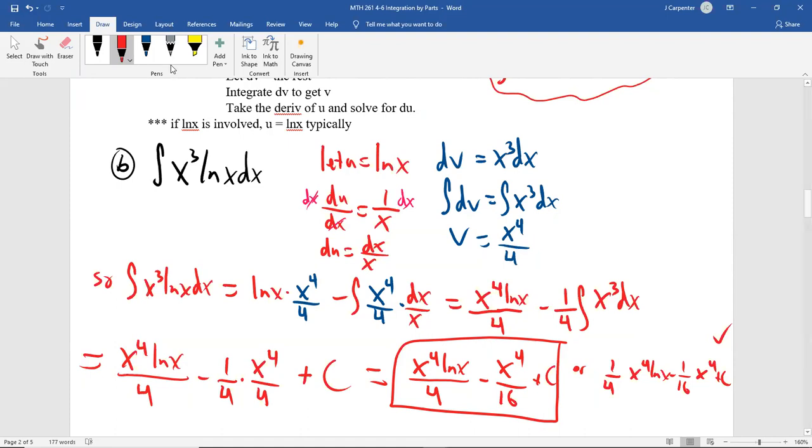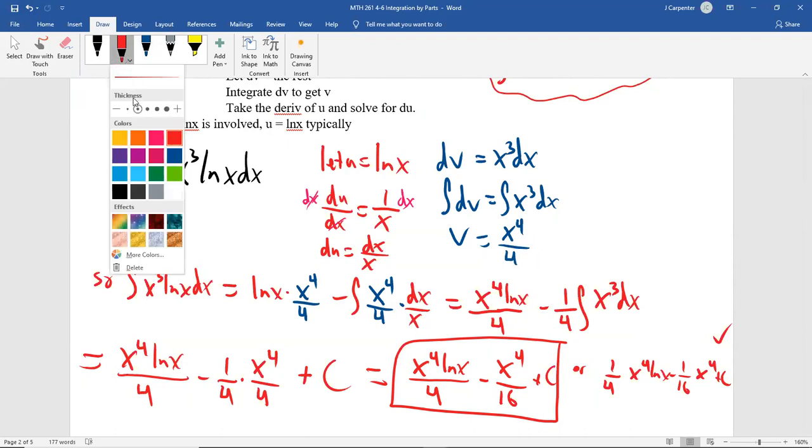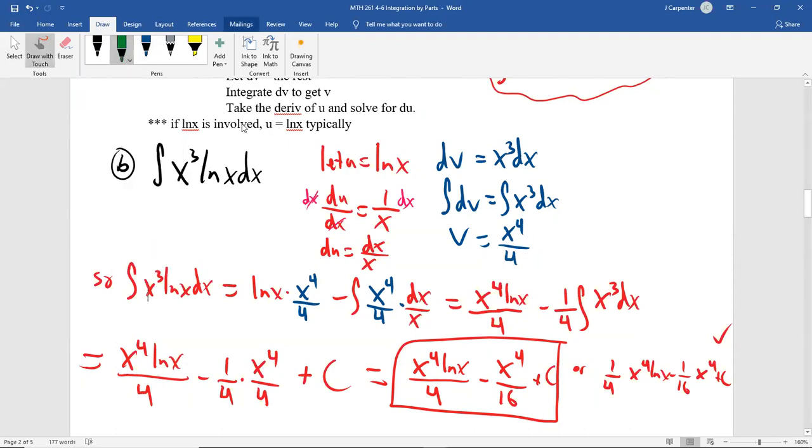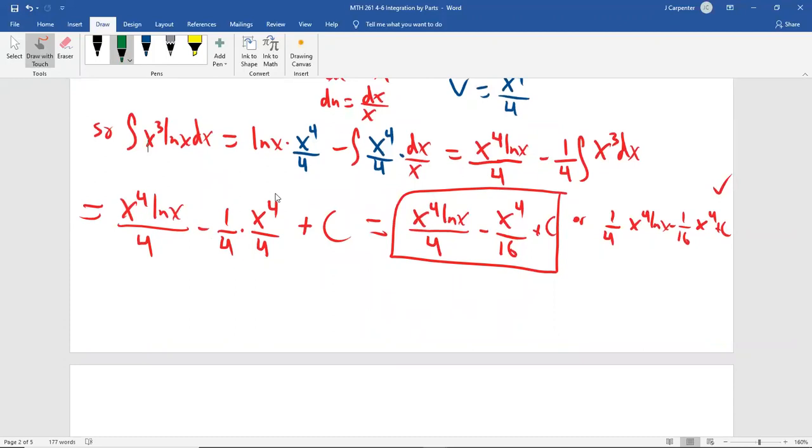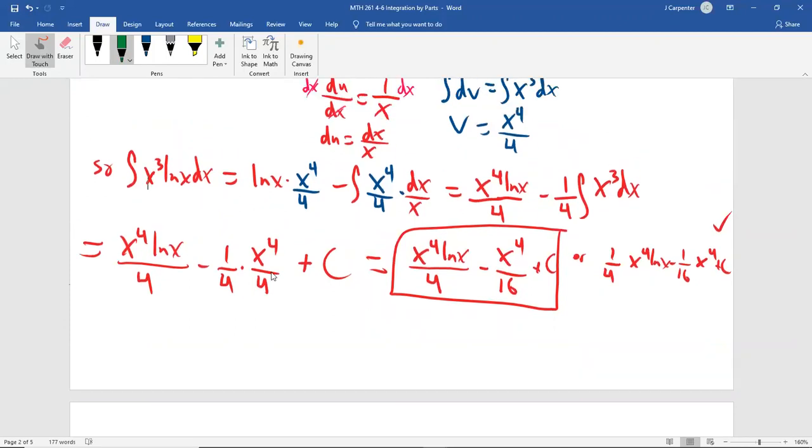Now, what if you tried to do that the other way? What if you would try to do this? And let's pick a terrible color. I like red for wrong, but I use red so much I can't really do this. So what if, I'm going to do this kind of small.